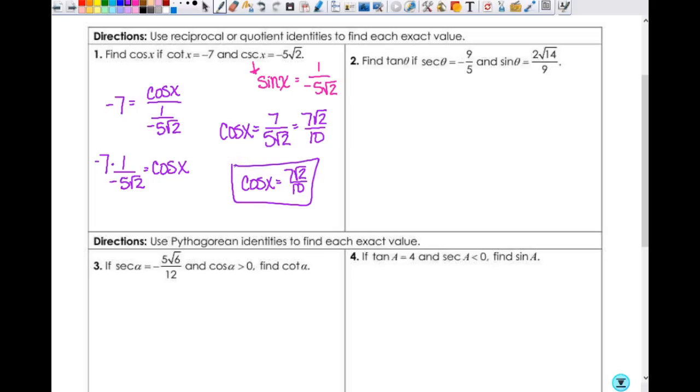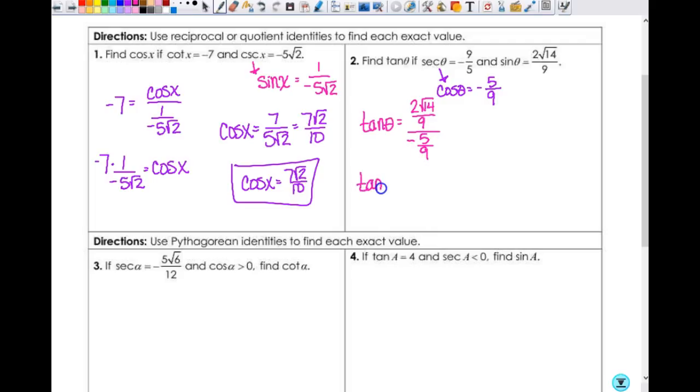Okay. So I want the tangent of theta if secant is negative 9/5 and the sine is 2 square root of 14 over 9. So tangent is sine over cosine. Secant is the reciprocal of cosine, so the cosine of theta is negative 5/9. So tangent, which is what I'm looking for, is sine over cosine. So the sine is 2 square root of 14 over 9 divided by cosine, which is negative 5/9.